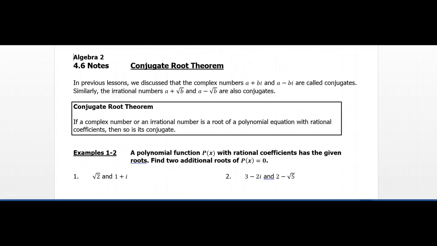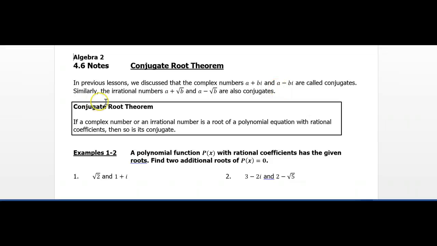So basically, if you have two complex numbers, a plus bi and a minus bi, those would be what are called conjugates of each other. It's just the exact same numbers on both the real and the imaginary part, except the signs on the imaginary part, this positive bi and negative bi, are opposites.